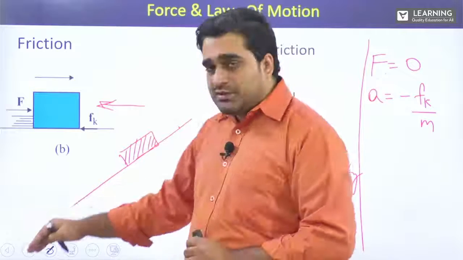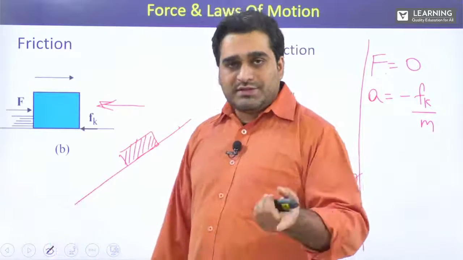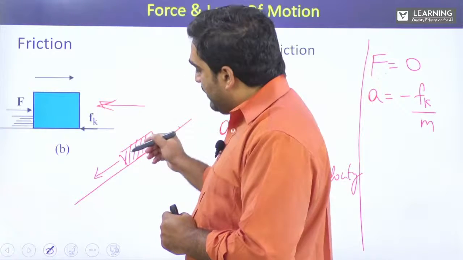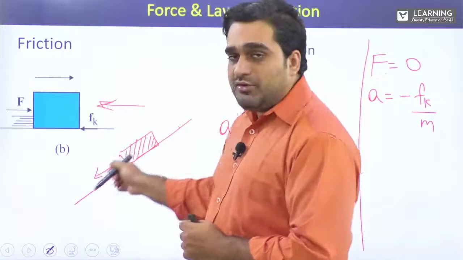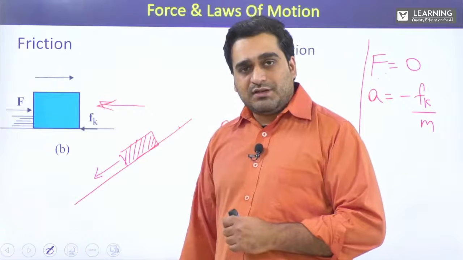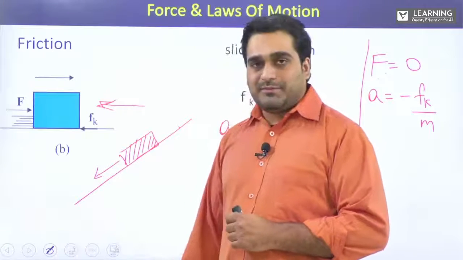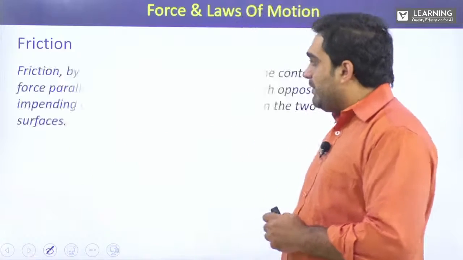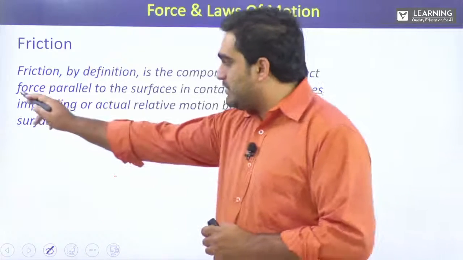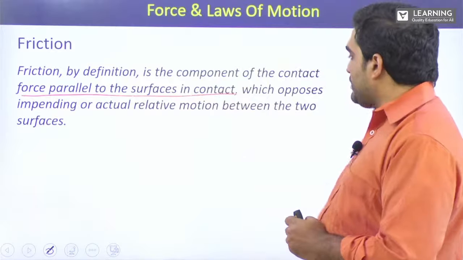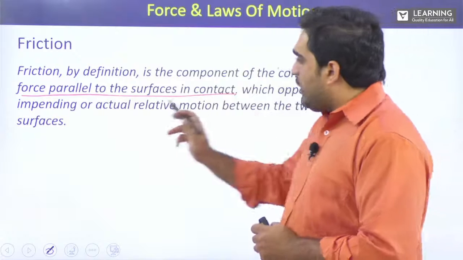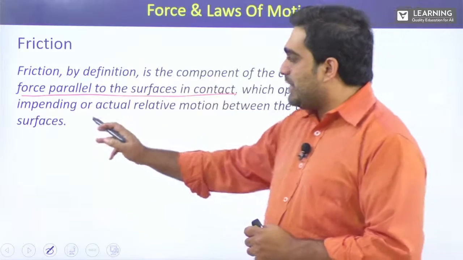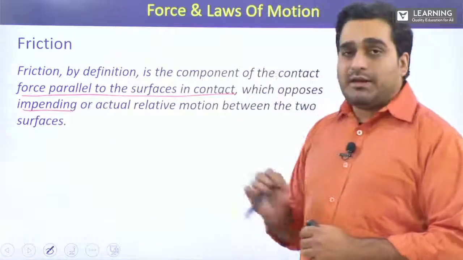Now if the box is moving downwards, we have sliding friction. That sliding friction will again be parallel to the surface with which it is in contact. So since they are parallel, we have this definition which says parallel to the surface in contact, which opposes the impending or actual relative motion. I hope you remember what is impending.